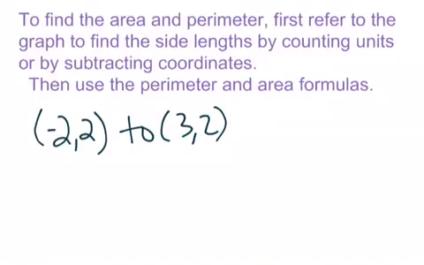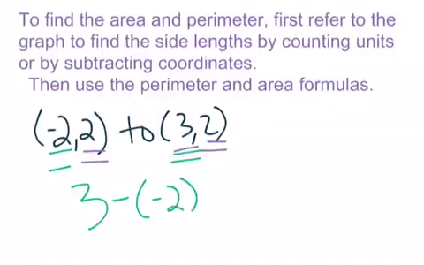On all horizontal line segments, they have the same y coordinate. So we're going to subtract the x coordinates. You subtract from the left: 3 minus -2, which is going to be +5, because two negatives equal a positive. So your horizontal side length is going to be 5.